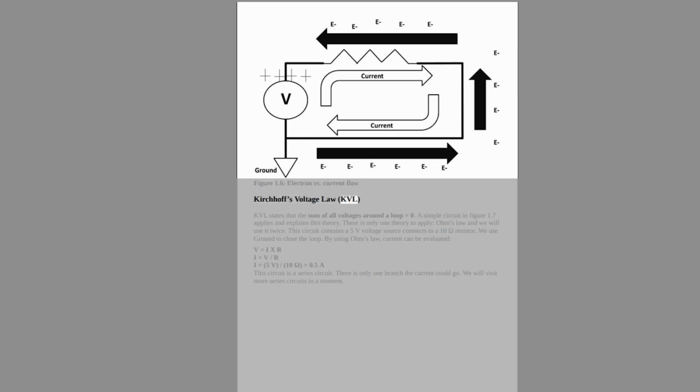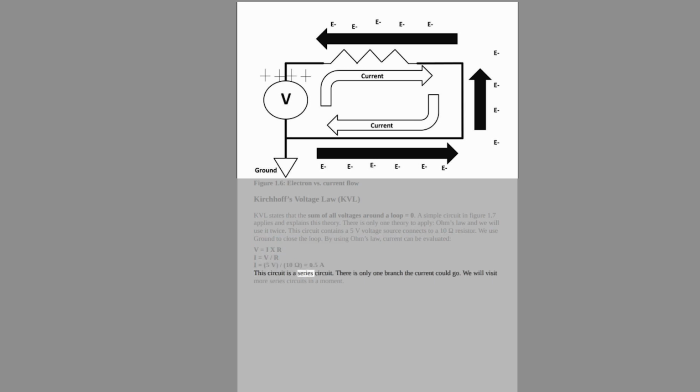Kirchhoff's voltage law, KVL. KVL states that the sum of all voltages around a loop equals 0. A simple circuit in Figure 1.7 applies and explains this theory. There is only one theory to apply, Ohm's law, and we will use it twice. This circuit contains a 5V voltage source connected to a 10 ohm resistor. We use ground to close the loop. By using Ohm's law, current can be evaluated. V equals I times R, so I equals V/R, I equals 5V / 10 ohms equals 0.5A.